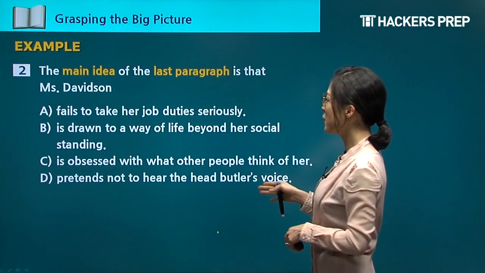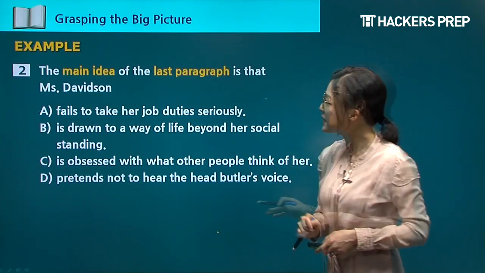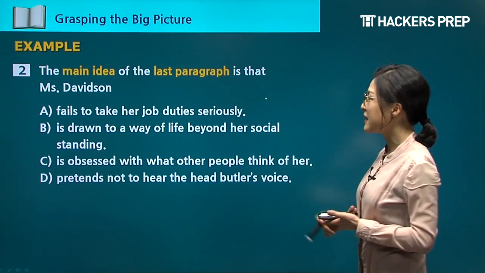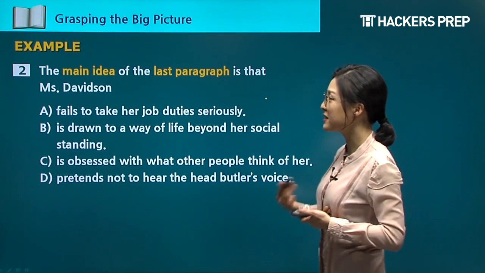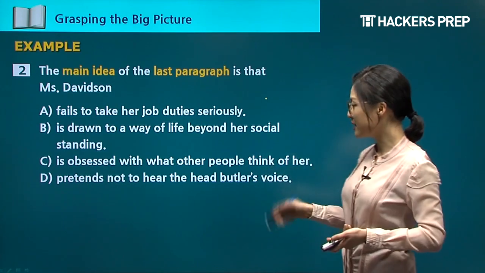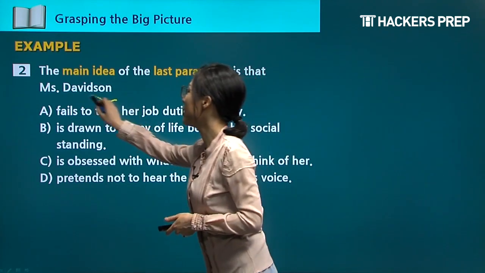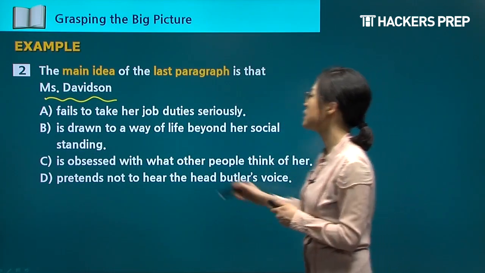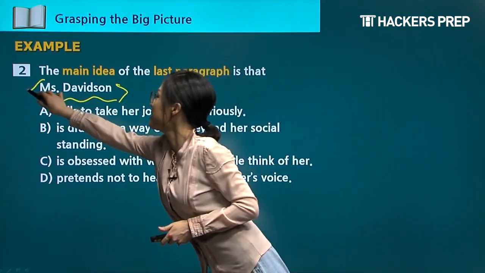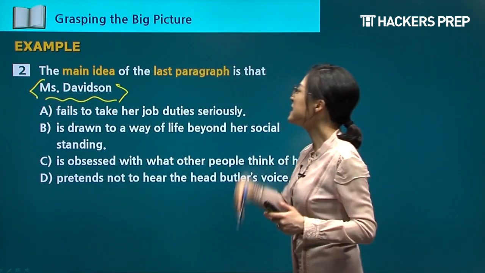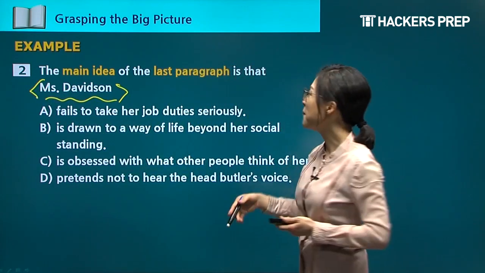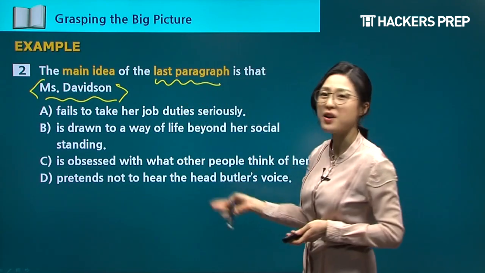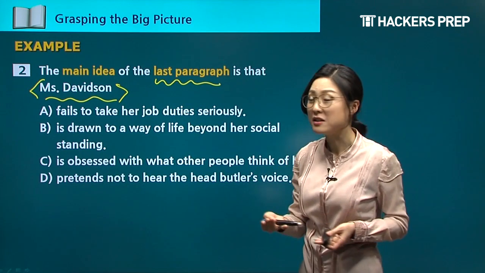So we're going to skip the reading quickly and go to the question to understand exactly what the objective of the question is. It says the main idea of the last paragraph is that Ms. Davidson. All right, so we know even before we go to the reading passage that this has to do with Ms. Davidson, right? So she is the subject of the discussion here. And what is it about Ms. Davidson that the last paragraph is trying to have us understand, right?